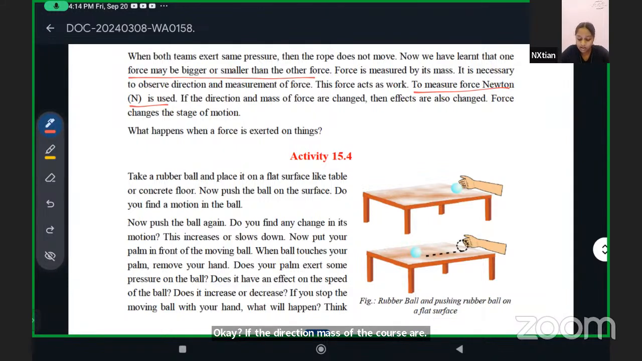What does it mean? Suppose, now, what happens in that game if they all pull from the same direction? Not opposite, but the same direction only. Then the rope will definitely go there only, right?